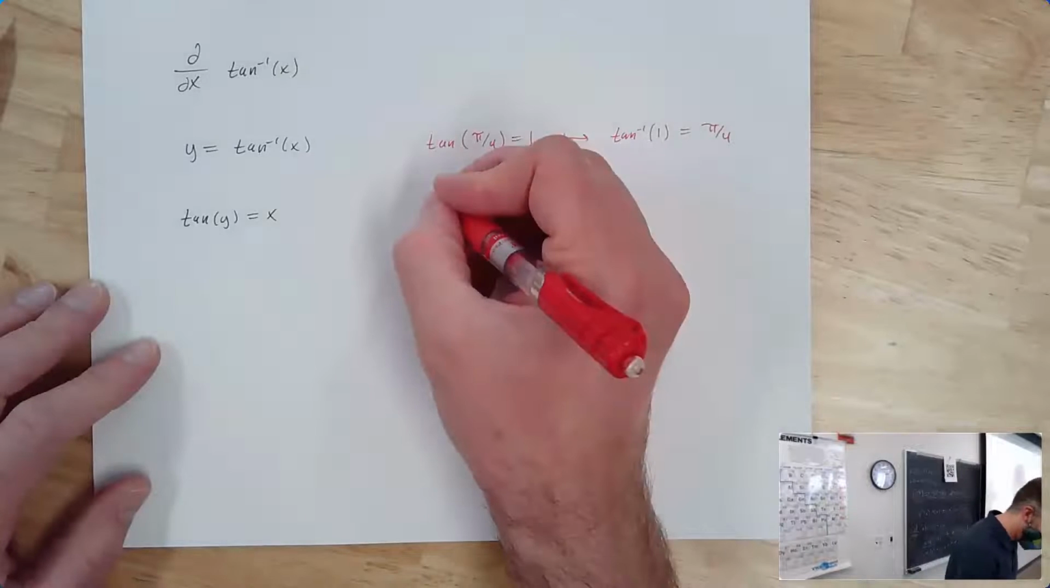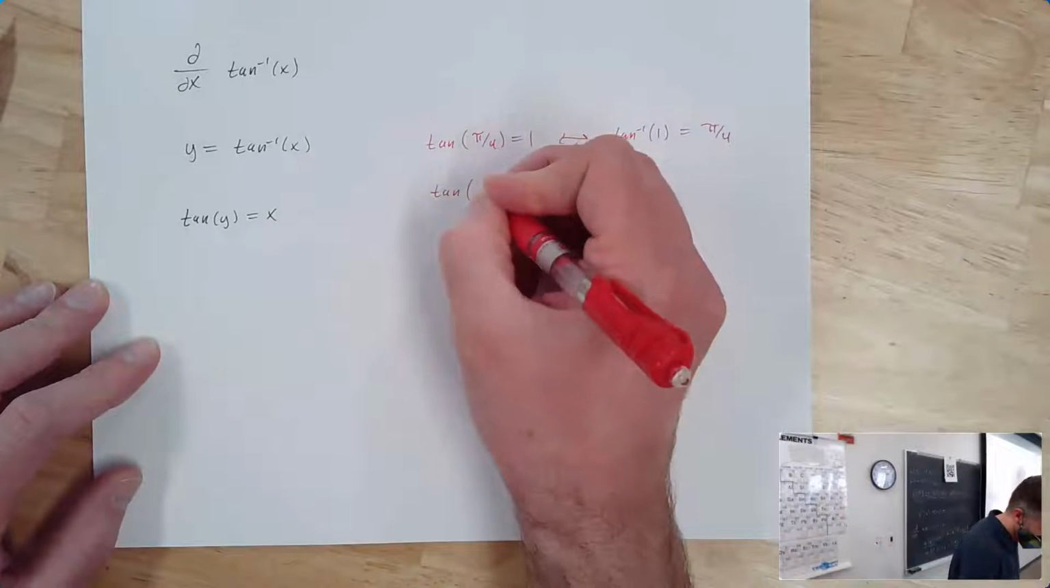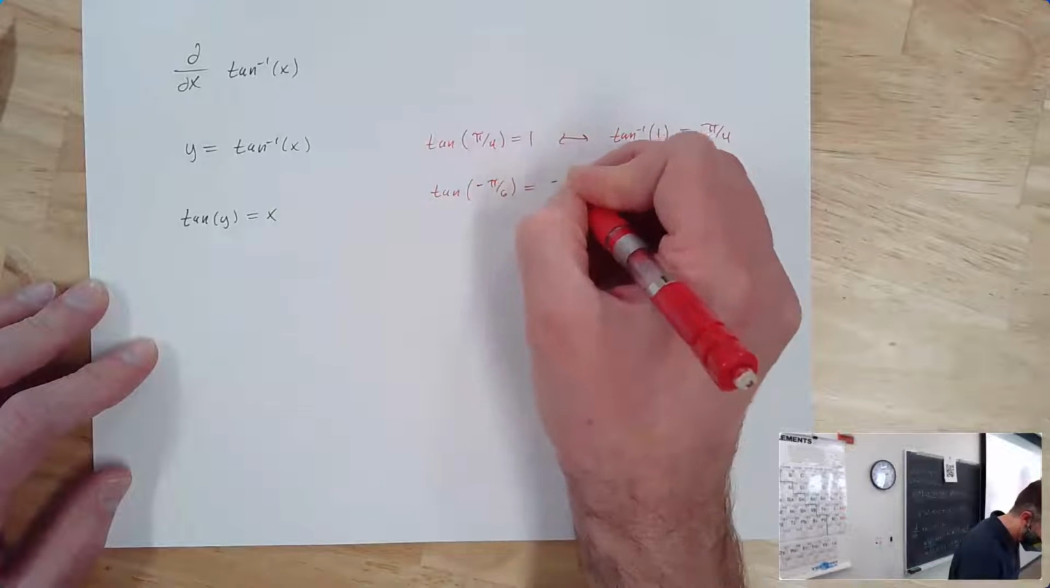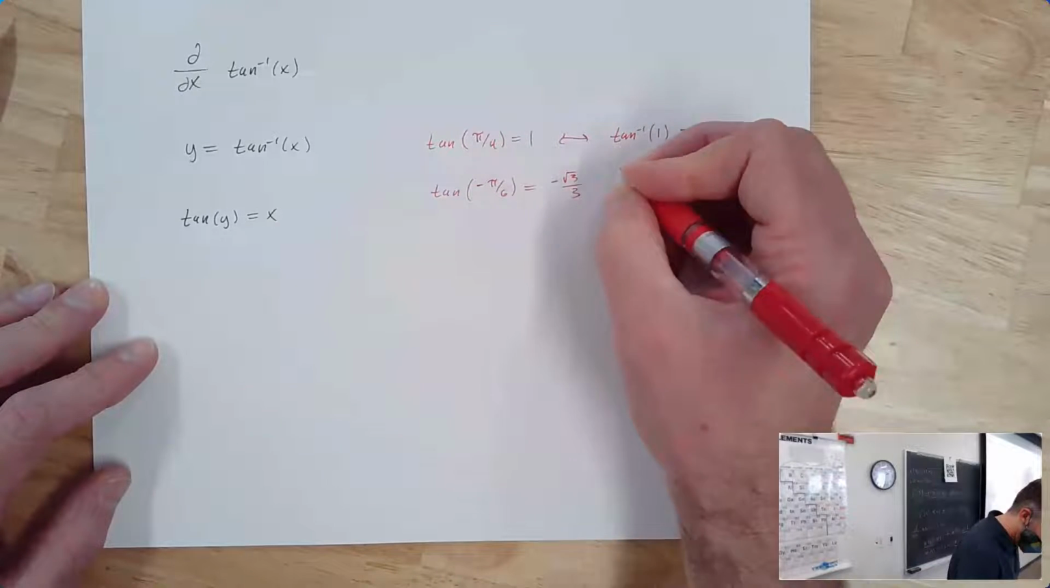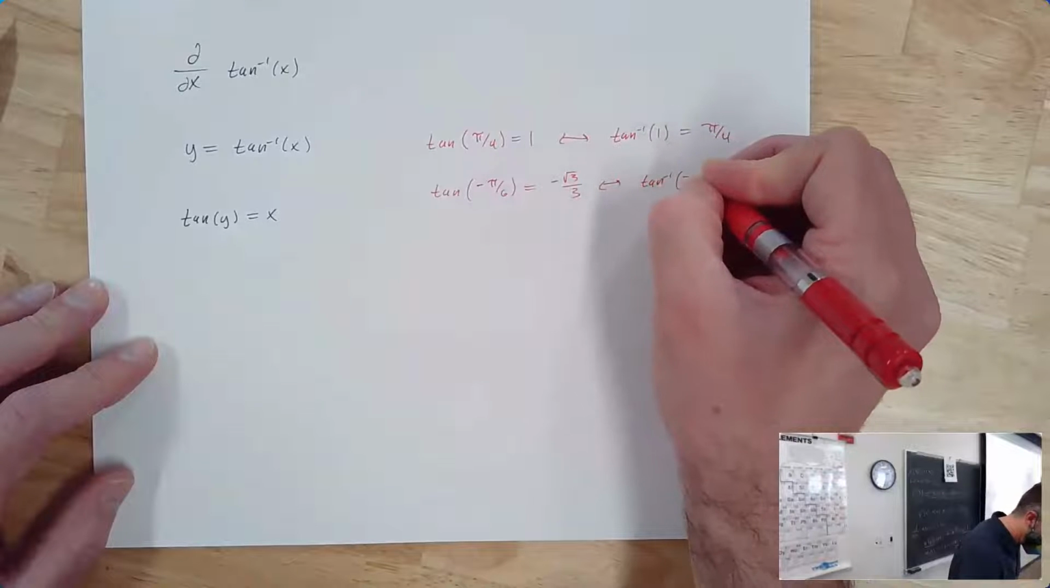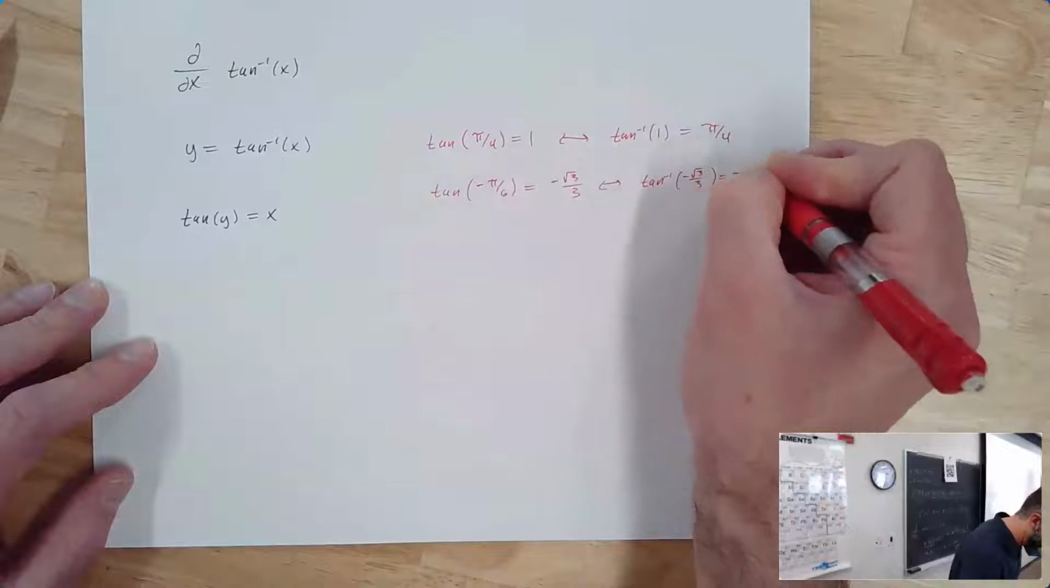And that's also true for other values, like tangent of, I don't know, negative pi over 6 is equal to negative root 3 over 3. That's equivalent to saying the inverse tangent of negative root 3 over 3 is equal to negative pi over 6.